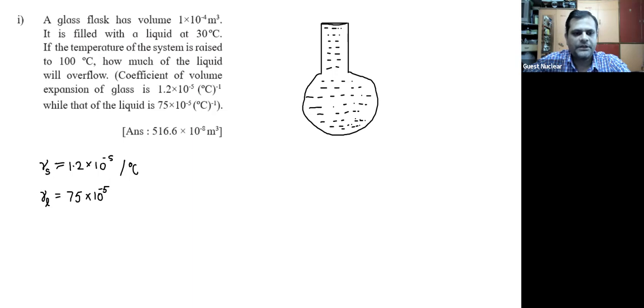Okay, let's go. So gamma S is given to us, and gamma L is also already given, and both of them are per degree Celsius, no doubt. Now we want to find out, first of all, whether the liquid will overflow or not. How will we know that? It depends on, as we saw last time, whether the coefficient of expansion of the liquid is greater than the coefficient of expansion of the solid.